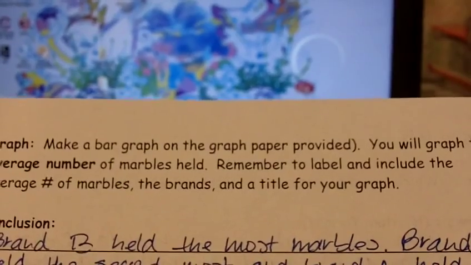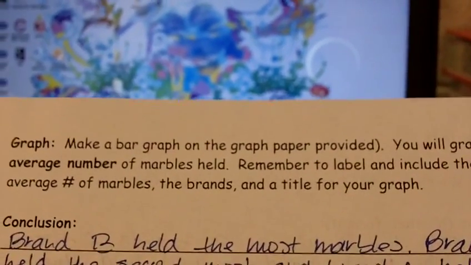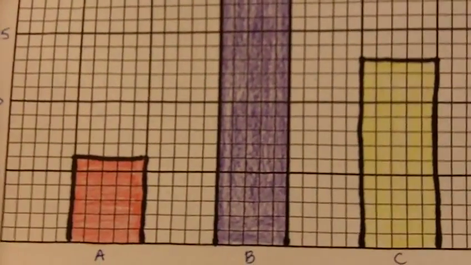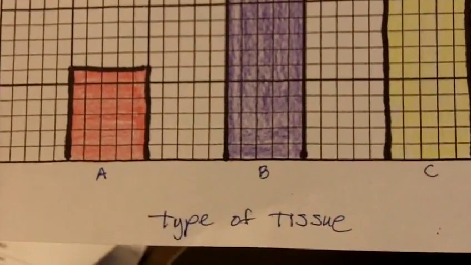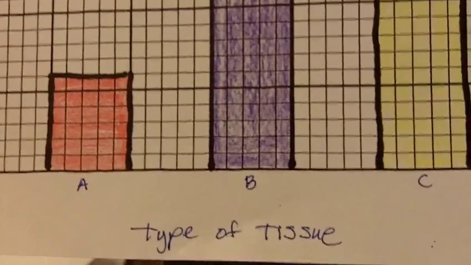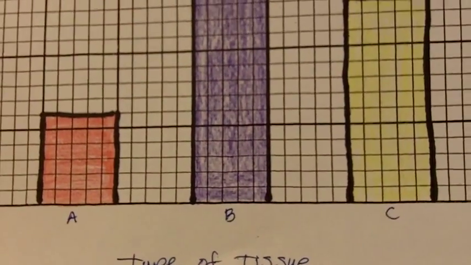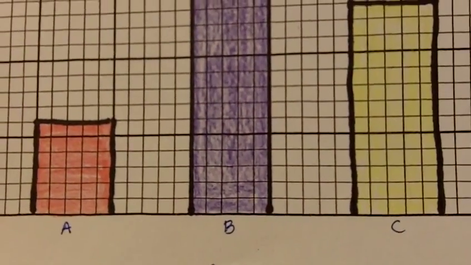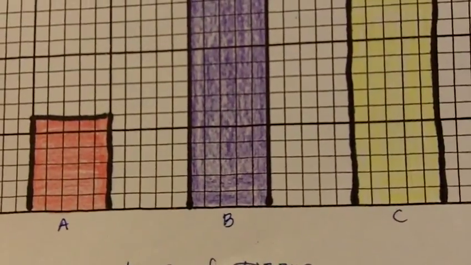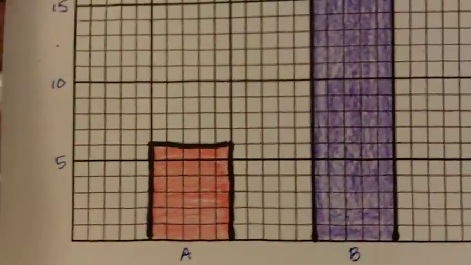The bar graph has to have labels, titles, and a summary. So here's an example of my bar graph. On the x-axis, you label the type of tissue. The brands were A, B, and C. Make sure that your bars don't touch. If they touch, it's not a bar graph, it's a histogram. So then you label that.